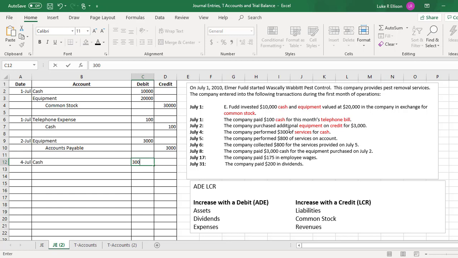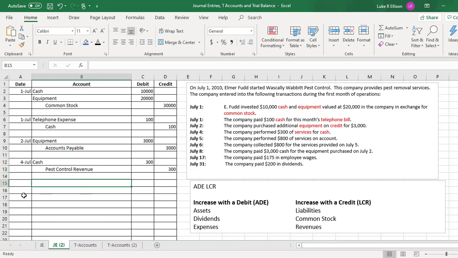Now the services is one part that we haven't seen quite yet. So this is money that we have earned as doing our services, whatever we provide here. I guess this is pest control services. And therefore this is going to be a revenue. So our revenues have increased because we have performed this service. And revenues, as we see down here, is going to increase with a credit. So we can put pest control revenue, and that's going to be for $300.